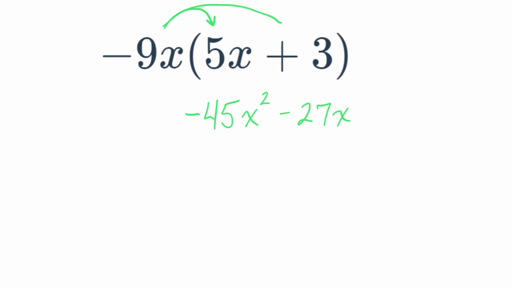One way to check your answer real quick anytime you're doing distribution: the degrees between these two are off by 1. After distribution, they are still off by 1. If that changes, we have a problem.